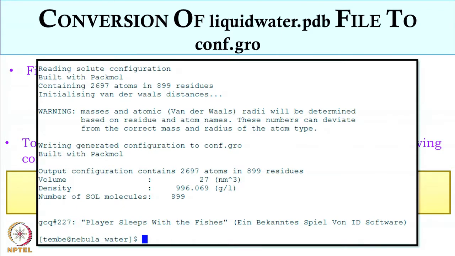So it is reading the solute configuration which is built with PACKMOL, which contains this many atoms. Because there are 899 water molecules, 899 times 3, so there will be that many atoms. It is initializing the van der Waals distance, and the total volume is 27 nanometer cubed since the box length is 3 nanometers. This is the density, 996 grams per liter, and the total number of solvent molecules is 899. This is what will be displayed: basically all the input parameters which we are specifying.